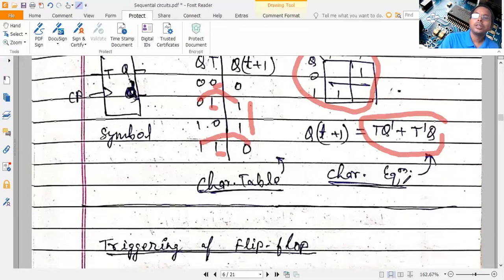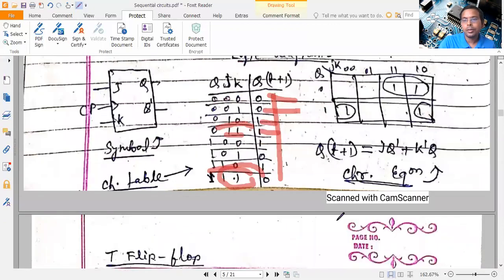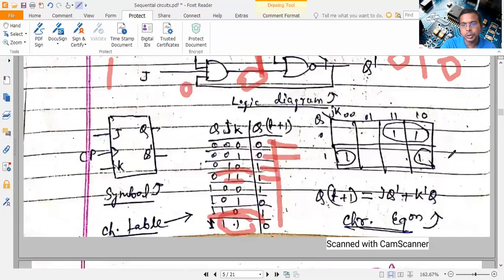In D flip-flop, Q(t+1) is simply D, and in T flip-flop, it is Q(t) T' plus T' Q, meaning an XOR operation. And in JK flip-flop, it is J Q' plus K' Q. So you can remember this. In SR flip-flop, it is S plus R' Q. So all the 4 characteristic equations must be remembered in order to handle the sequential circuit, and I will give examples further.